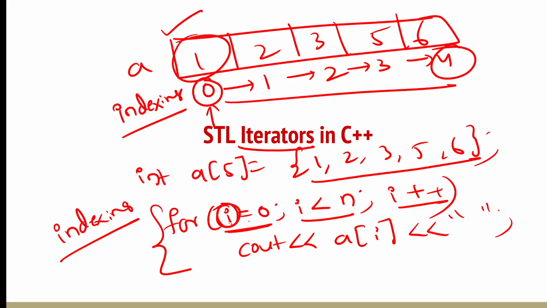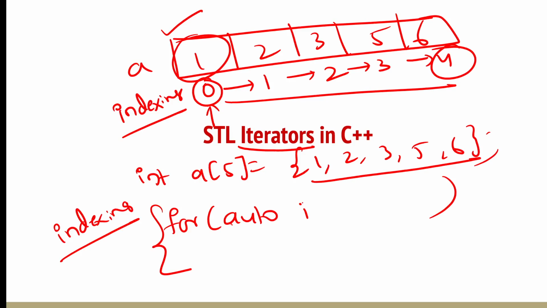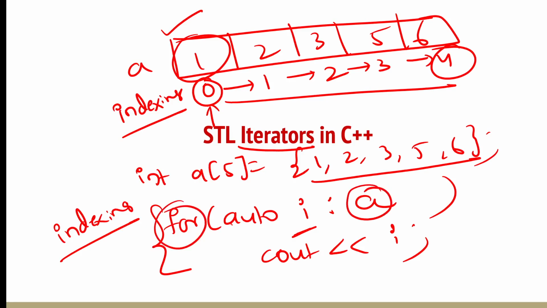How? For that case, what we do? We write something like this. In Python programming also we do, for auto i colon a, cout i. What does i mean here? For loop means for every element of a, copy that first element into i, print it, again go to the second element, copy that into i, print it, again go to the third element, copy that into i and print it.